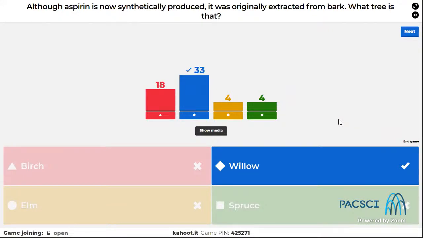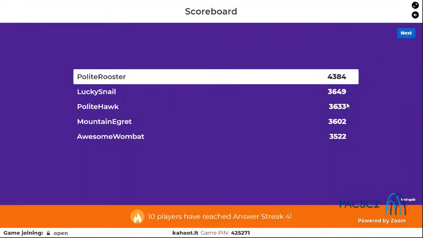Willow, excellent. That is the correct answer. Few people got into birch or elm and spruce, but a good number of everybody got into willow as the correct answer.